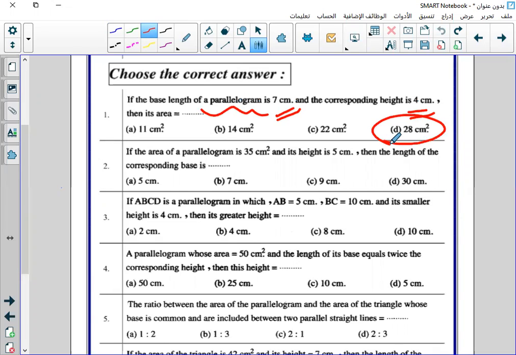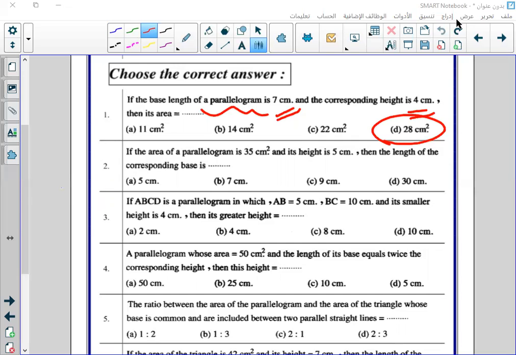Okay, number 2. If the area of the parallelogram is 35 square centimeters and its height is 5, then the length of the corresponding base is what? Please raise your hands. Yes, Anas?